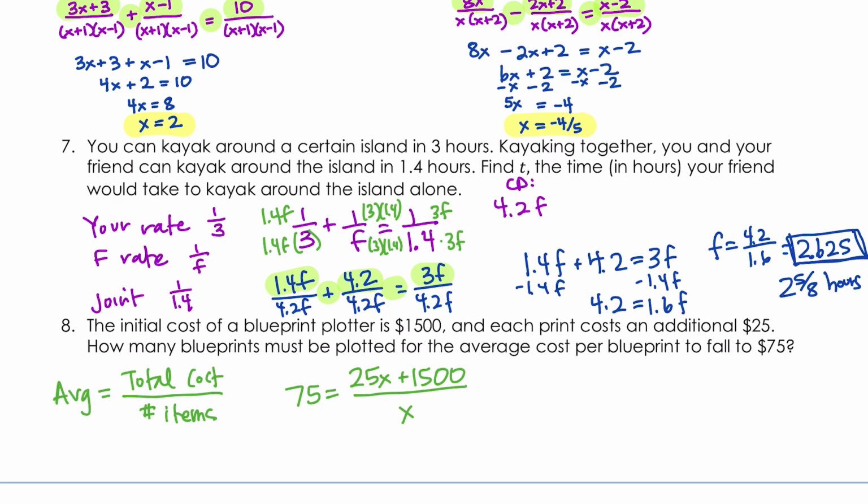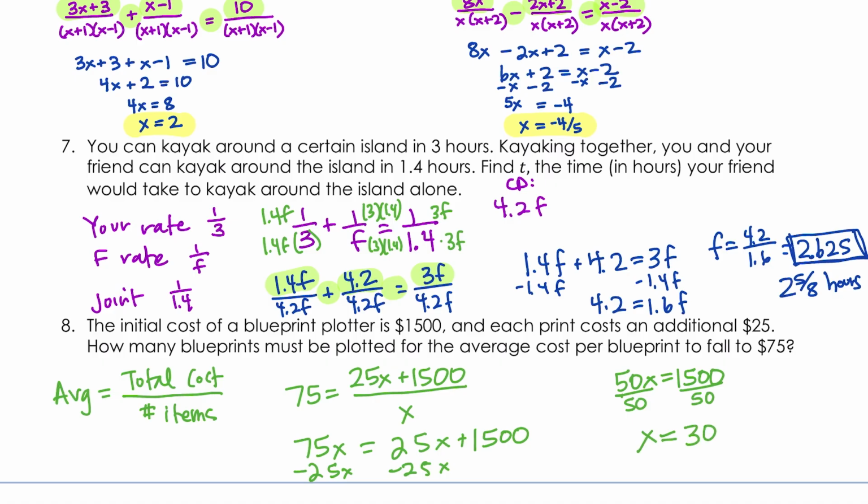Then we solve for X. In this one, I would just multiply by X. So I get 75X equals 25X plus 1,500. And solve for X. So I'm going to subtract the 25X from both sides. So I get 50X equals 1,500. And if I divide by 50, I get X equals 30. So 30 blueprints in order to get to $75 per print.